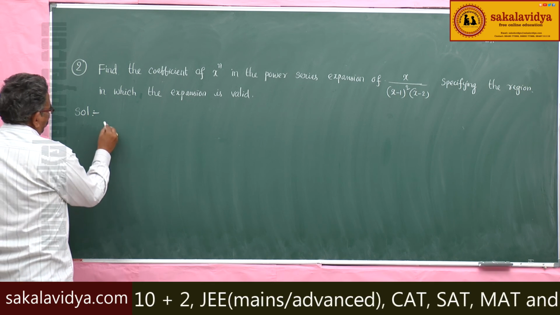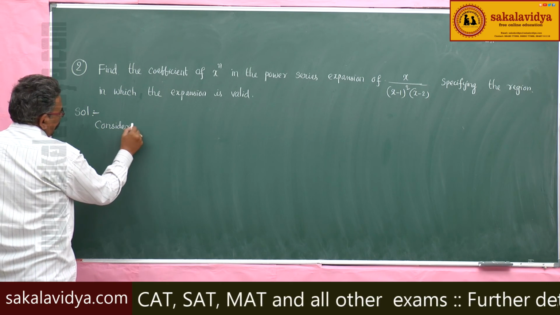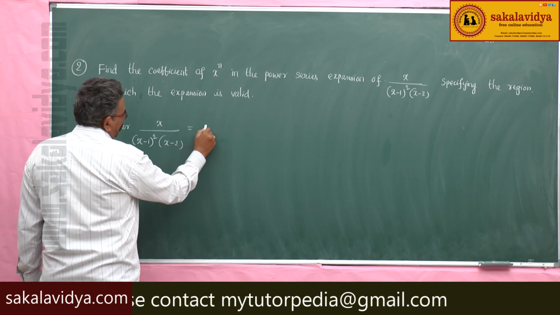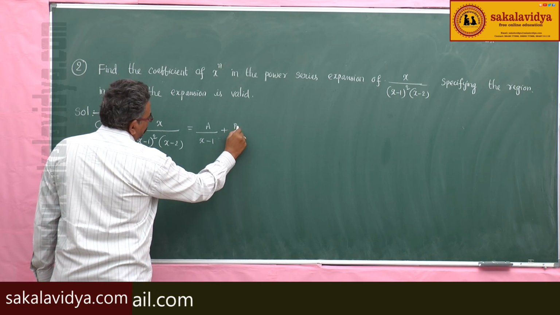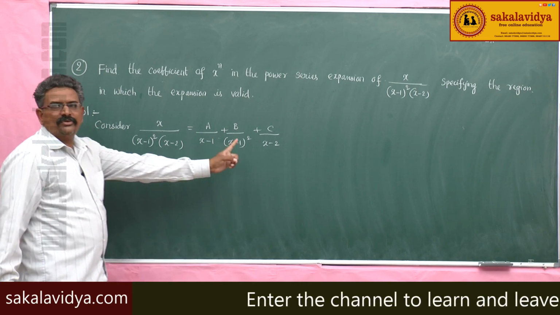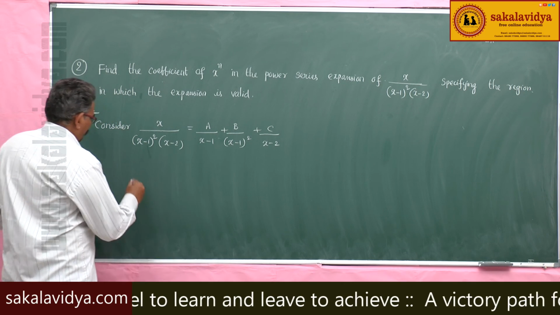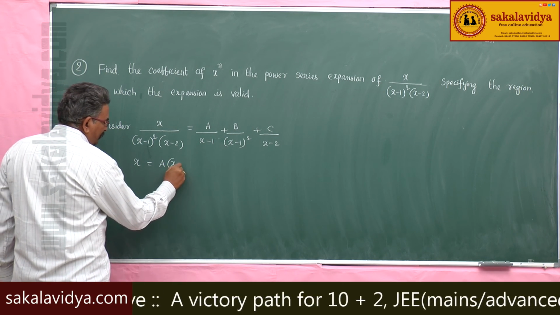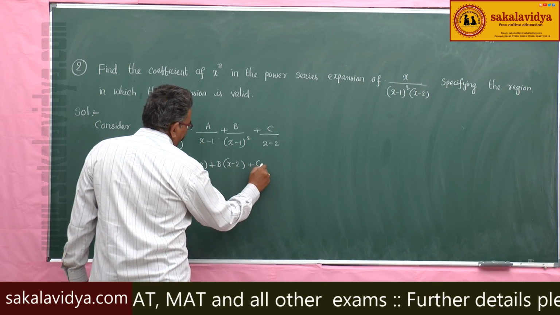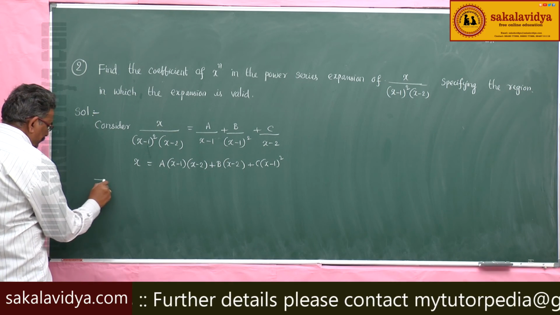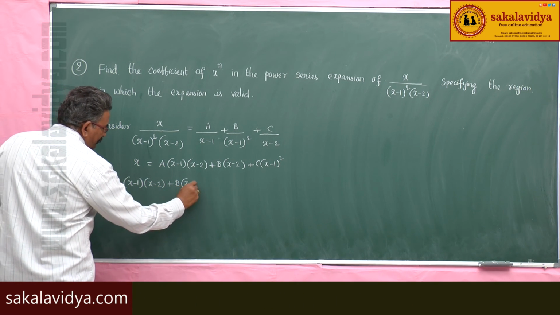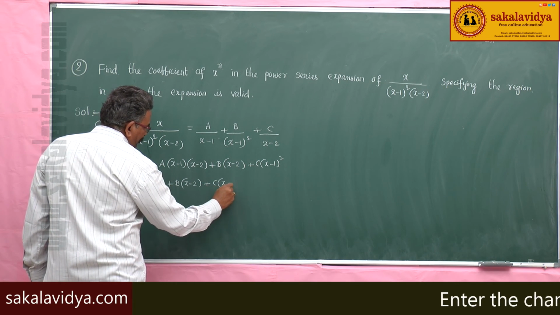Here the solution follows. Consider x by (x minus 1) whole square of (x minus 2) is equal to a by (x minus 1) plus b by (x minus 1) whole square plus c by (x minus 2). Multiply both sides with (x minus 1) whole square into (x minus 2). So we get x is equal to a of (x minus 1) into (x minus 2) plus b of (x minus 2) plus c of (x minus 1) whole square.